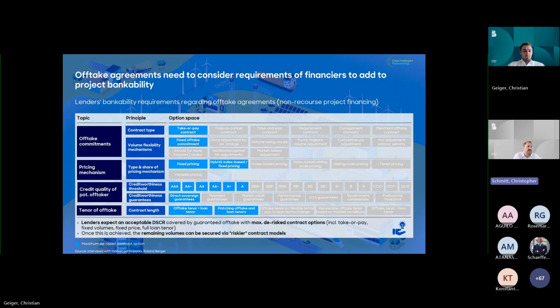And then a very, very critical topic is the tenor of the offtake. So how long does the contract run for? And there, what banks love is to have an offtake tenor that runs longer than the tenor of the loan. So they basically have full assurance that they can get their loan repaid from the offtake that is covered by the duration of the contract, or at least you need to have a matching of the offtake contract with the duration of the loan.